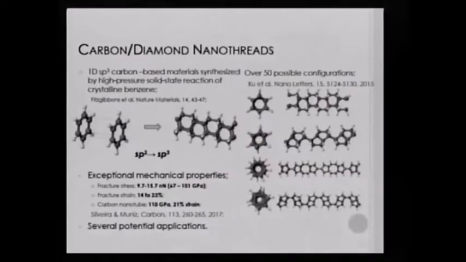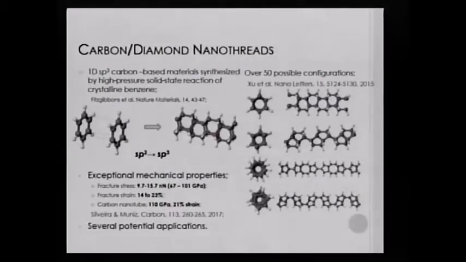Carbon nanothreads are a recently synthesized 1D sp3 carbon-based material, synthesized by high-pressure solid-state reaction of crystalline benzene. It's a material with very high mechanical properties, very similar to other carbon-based materials such as carbon nanotubes, where we can see here both stress and rupture strain are very similar to carbon nanotubes.